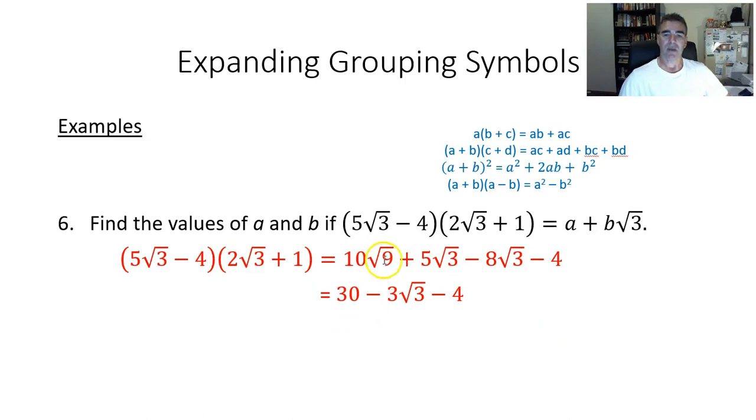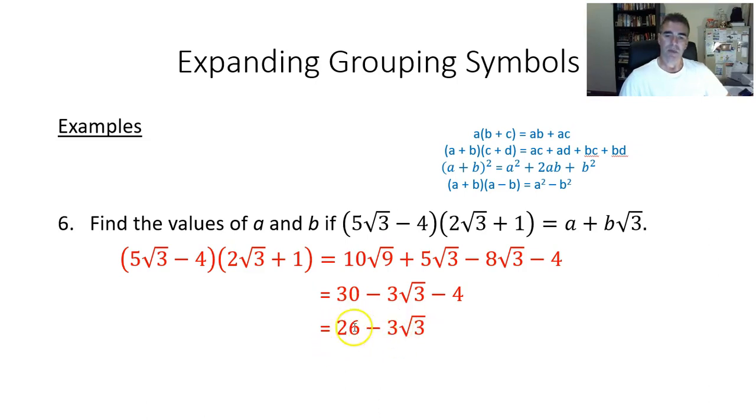Let's simplify some parts. So root 9 is 3. 3 times 10 is 30. 5 root 3 minus 8 root 3, they're like surds. So 5 minus 8 is negative 3. And then I've got my minus 4 in the end. 30 take away 4 is 26. And then I've got negative 3 root 3. So 26 minus 3 root 3.